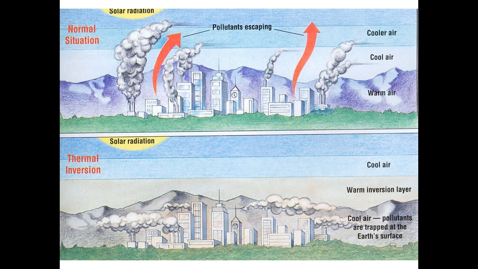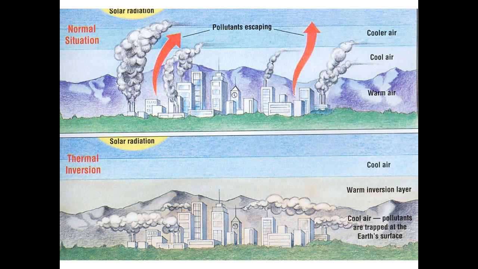All right. So this is one of the examples of a smog. Let's say in a normal situation, we have pollutants escaping from different stack gases, from industries, and even from volcanoes. In a normal situation, pollutants just go up. There is warm air, then it gets cooler and cooler as you go high up.